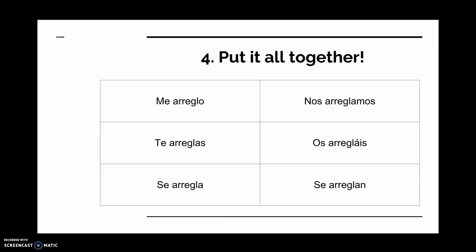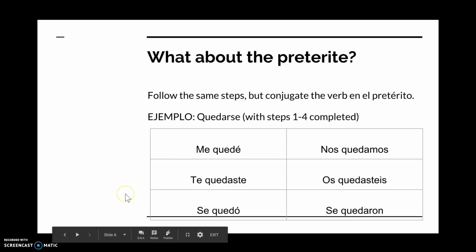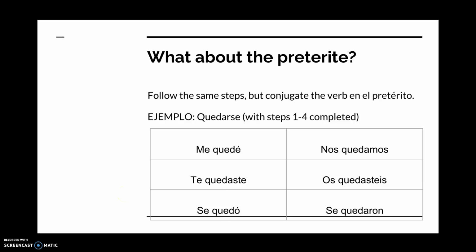And I've checked over your work. Okay, moving on to los verbos en el pretérito. You follow the exact same 4 steps. The only difference at all is that for step 2, instead of conjugating the verb en el presente, you conjugate the verb en el pretérito. What we have here as our example is quedarse, and we have steps 1 through 4 completed. So you have me quedé, te quedaste, se quedó, nos quedamos, os quedasteis, and se quedaron.